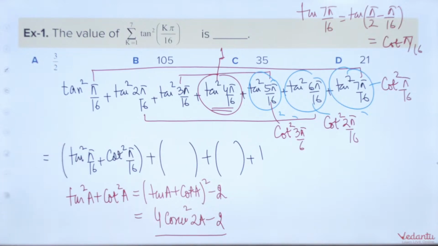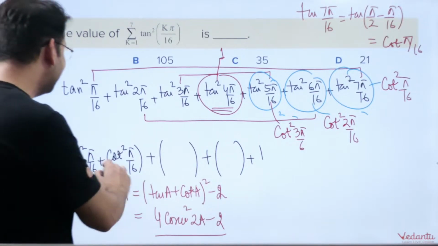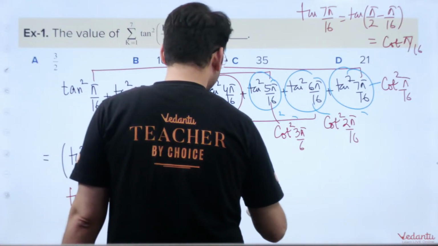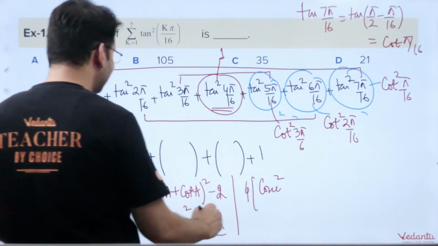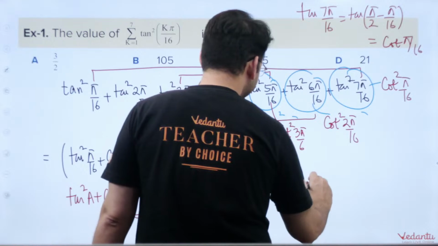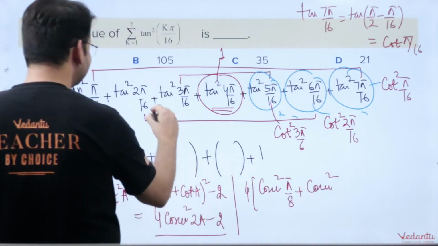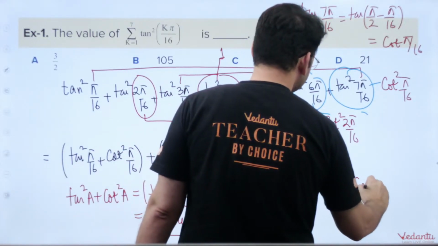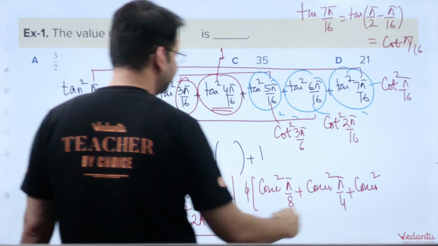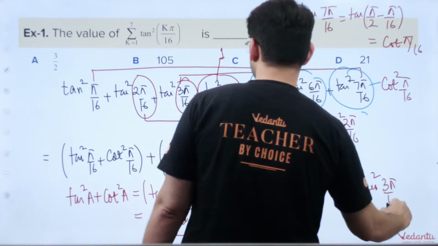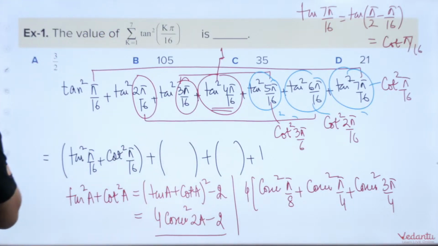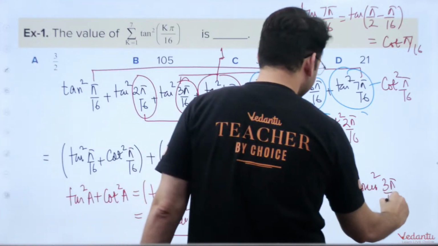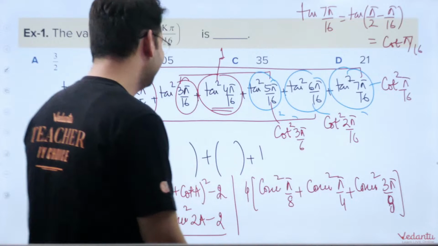So this is how I am going to read this. So the final expression is going to be 4 common, cosec square twice of this angle, that is pi by 8, plus cosec square twice of this angle, that is pi by 4, plus cosec square twice of this angle, that is 3 pi by 4. Right, so pi by 8, pi by 4, 3 pi by 8. A lot of mistakes I'm making today.